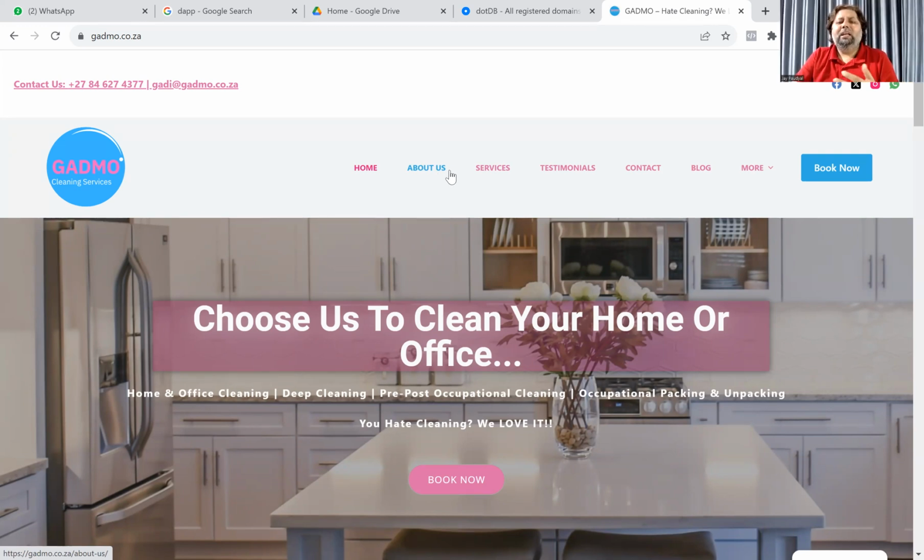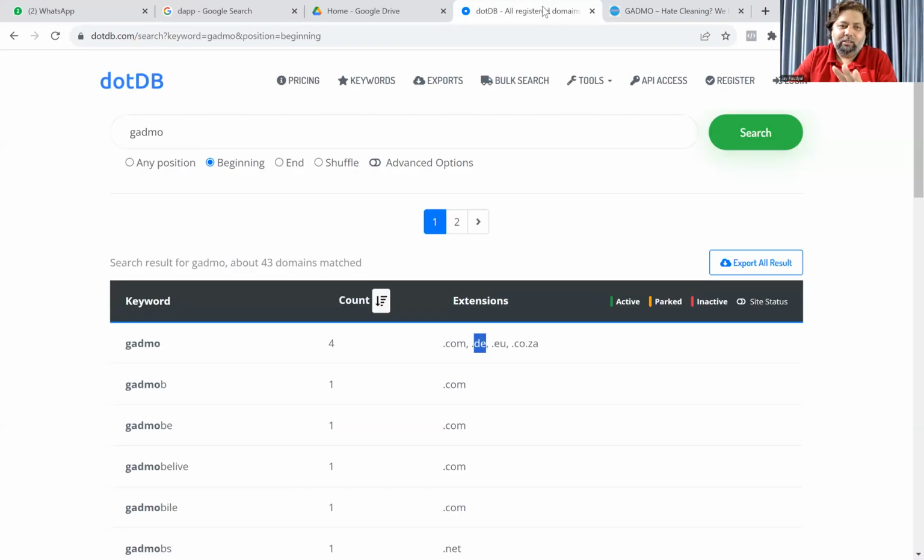But sometimes they can buy this domain name if I sell it to them for $200 to $400. And for gadmo.de.eu, they can give me $800 to $1,000. If I want that much money, I can go to them. Getting my point? But I don't want that.